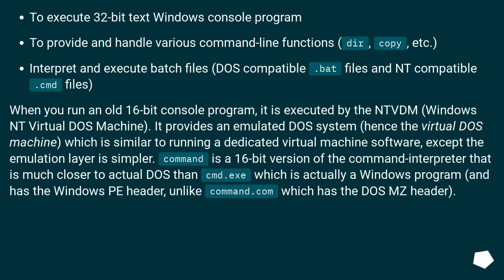When you run an old 16-bit console program, it is executed by the NTVDM, Windows NT Virtual DOS Machine. It provides an emulated DOS system, hence the Virtual DOS Machine, which is similar to running a dedicated virtual machine software, except the emulation layer is simpler. Command is a 16-bit version of the command interpreter that is much closer to actual DOS than cmd.exe, which is actually a Windows program and has the Windows PE header, unlike command.com, which has the DOS MZ header.